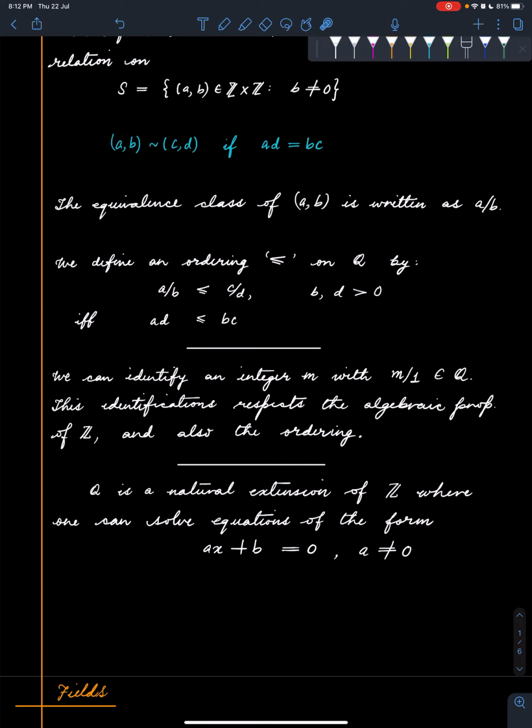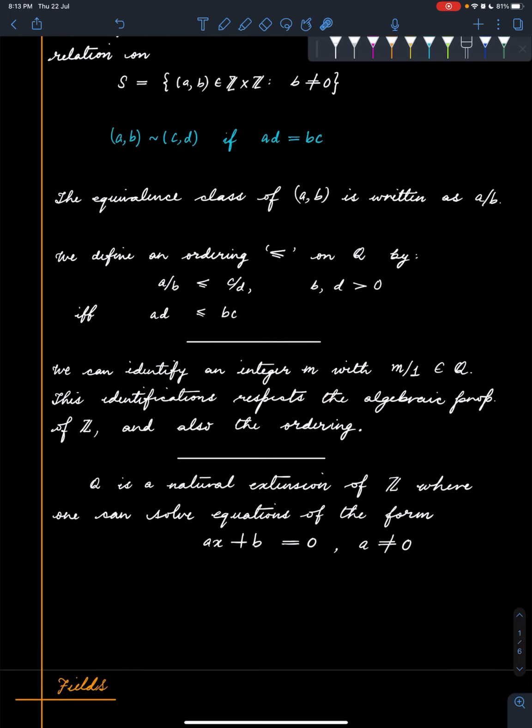Similarly for multiplication, this is addition. Similarly for multiplication, and it also respects the ordering. So if m is less than m prime, then their images have the same order relation in the rationals. So basically, the rationals extend the integers in this way.